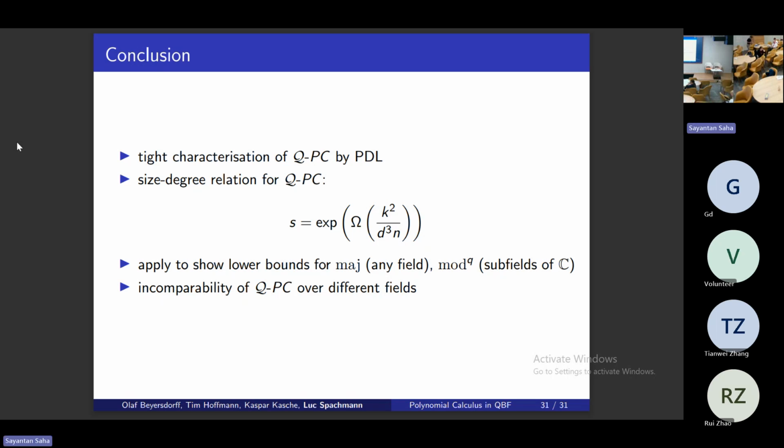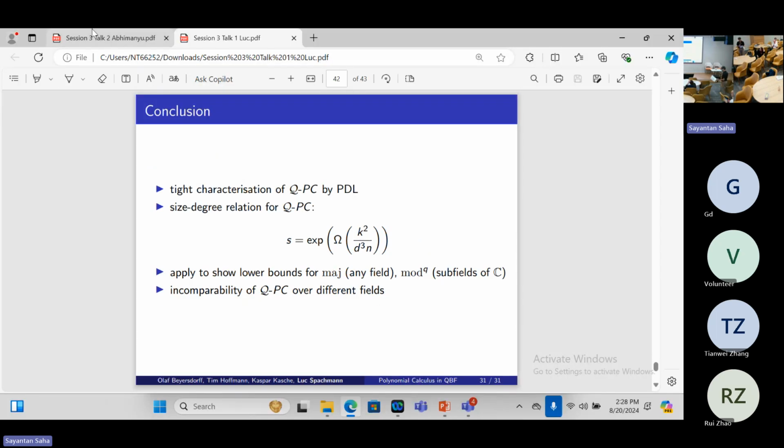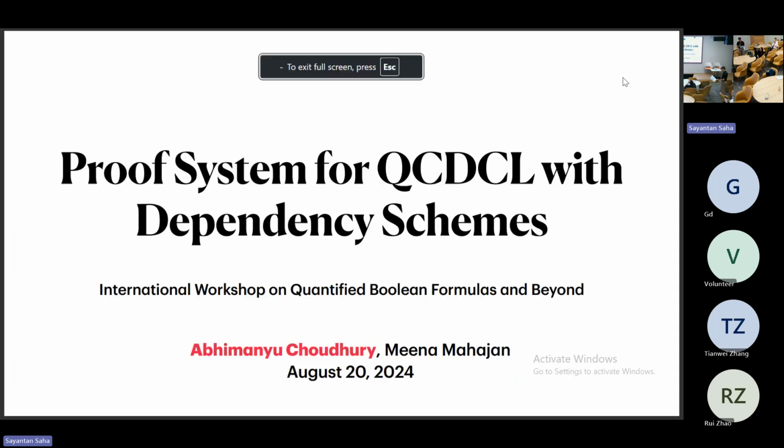So our next talk will be on proof systems for QCDCL with dependency schemes. And the speaker will be Abhimanu Chahari.